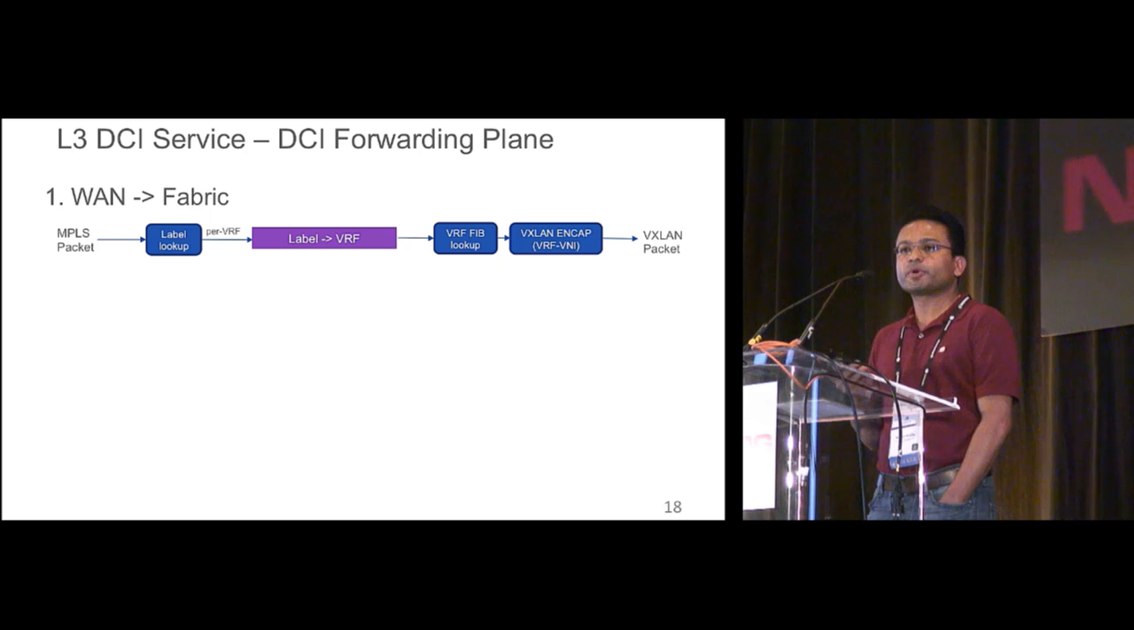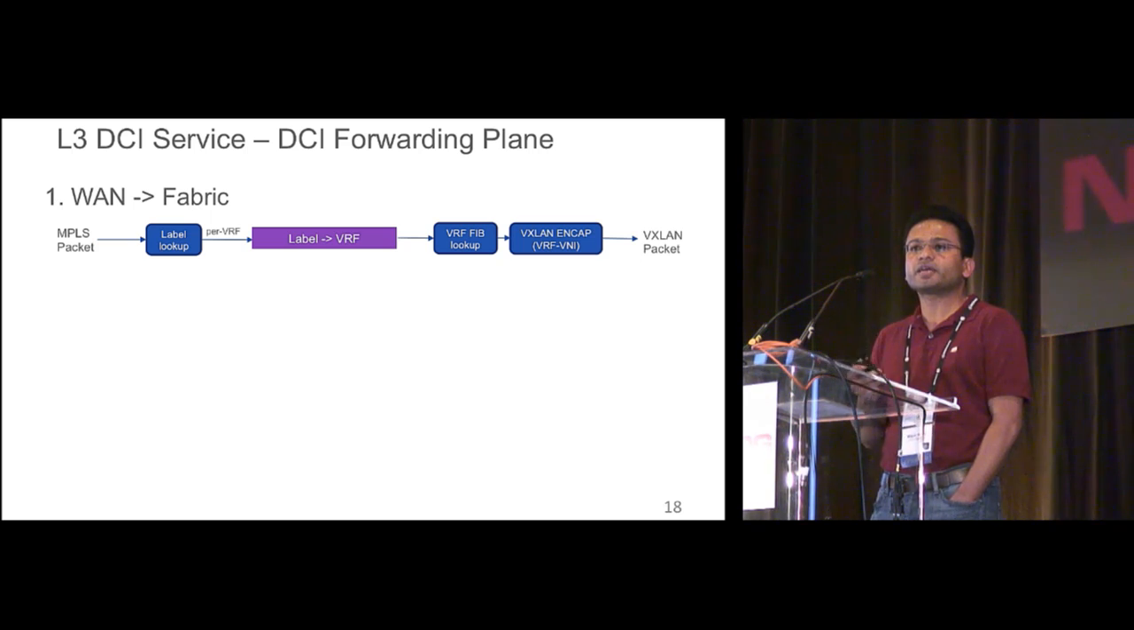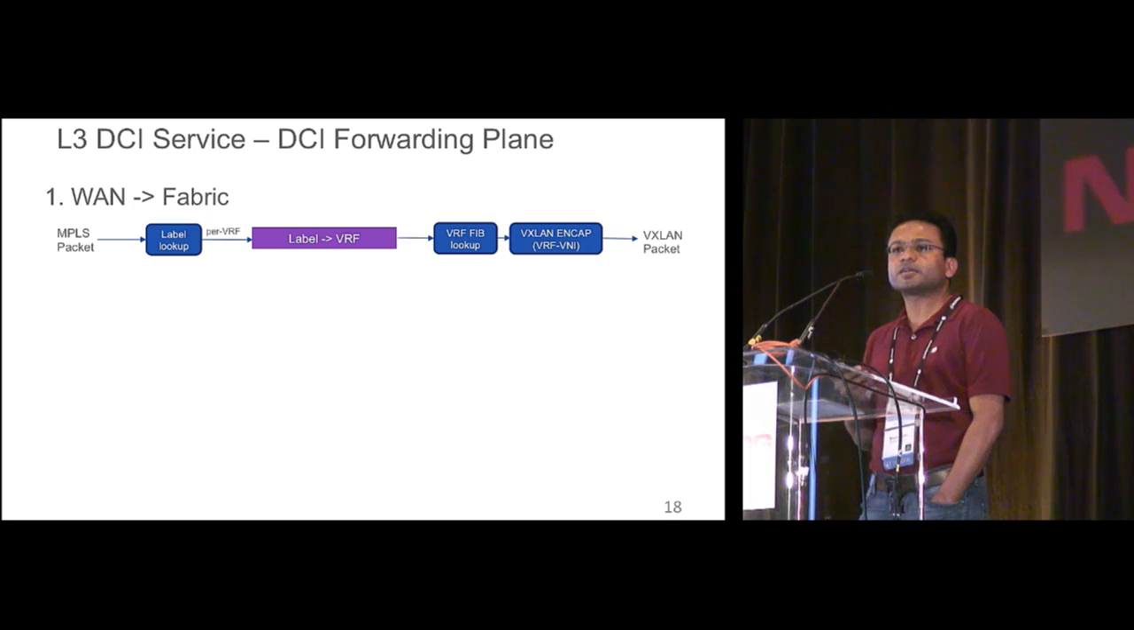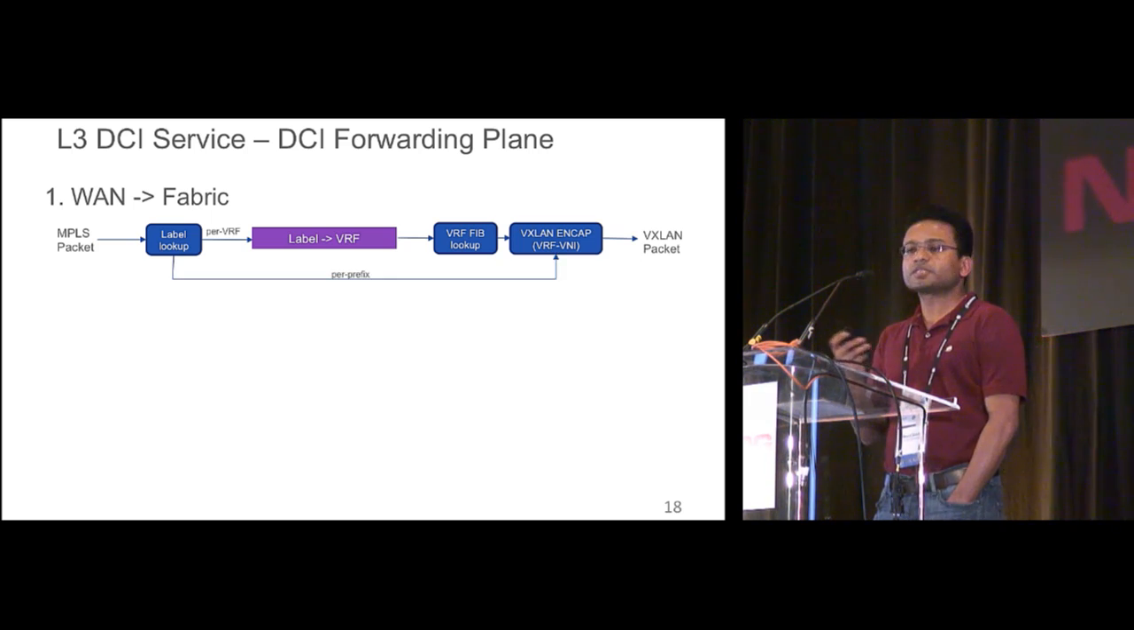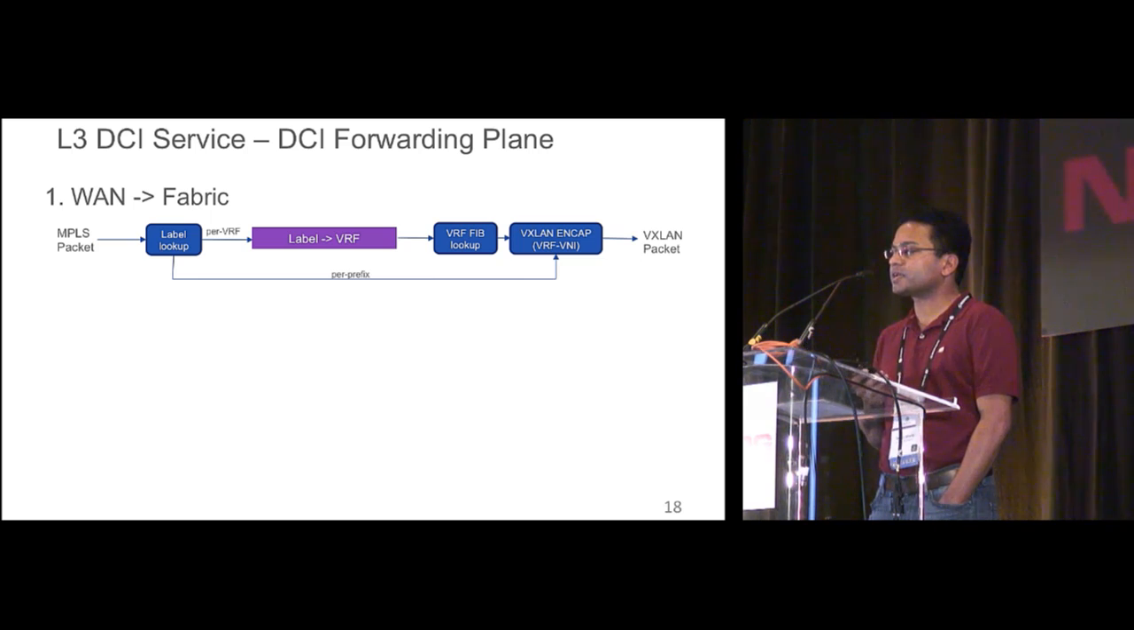It removes the per VRF label and attaches a VXLAN encap, the L3 VNI, and pushes it out on the VXLAN towards the fabric, towards the data center, which is a VXLAN packet. So this is for per VRF. If it is per prefix, it does a label lookup, removes the label, attaches a VXLAN encap, which is an L3 VNI label, and sends it out as a VXLAN packet.